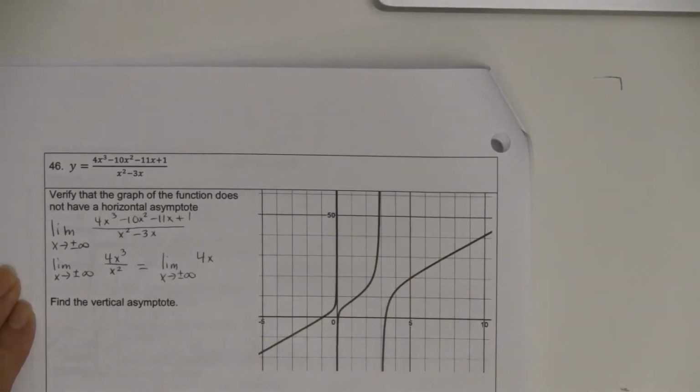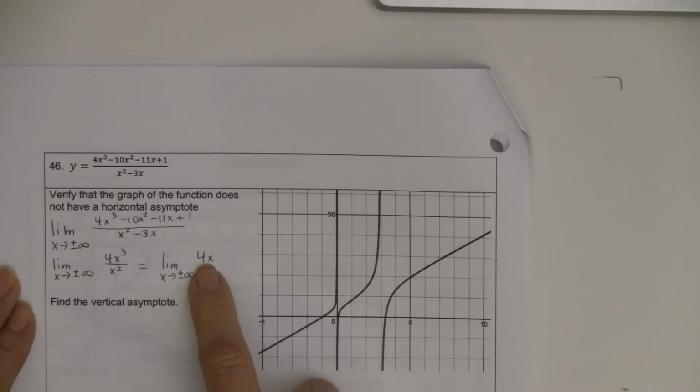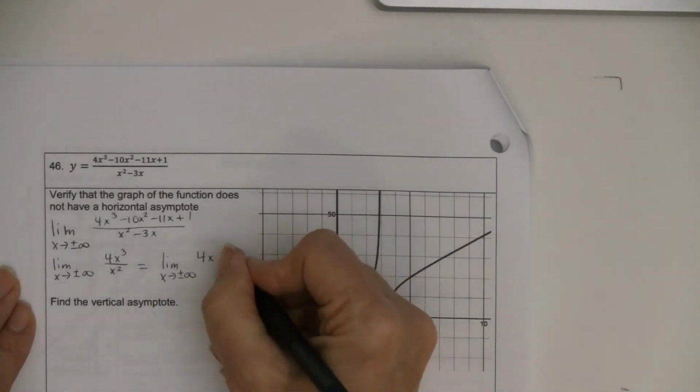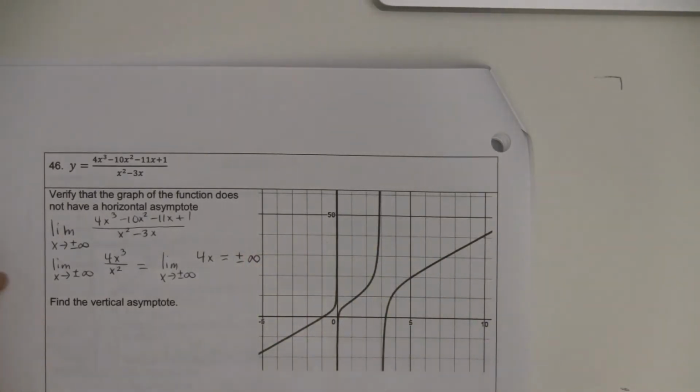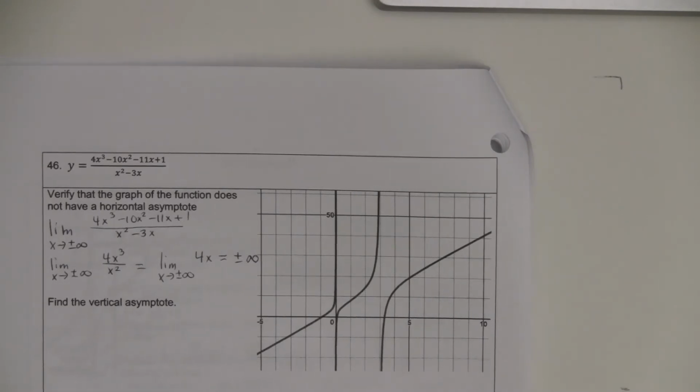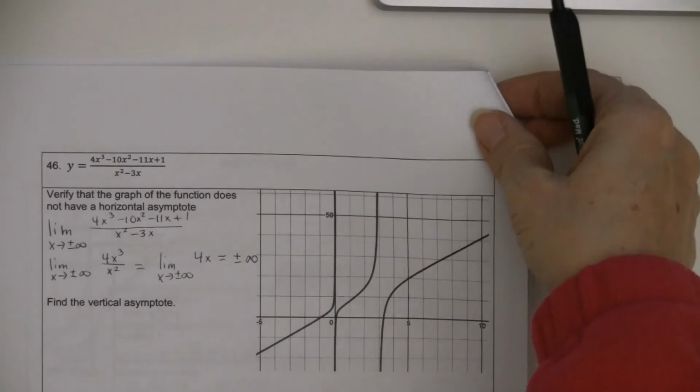Do you guys agree? And so at infinity, this is going to infinity. At negative infinity, this is going to negative infinity. So this is equal to plus or minus infinity, and that's how we know it doesn't have a horizontal asymptote. If it had a horizontal asymptote, then it would be going to a number like 6 or whatever have you. Okay, the next thing they asked us to do is to find the vertical asymptote.